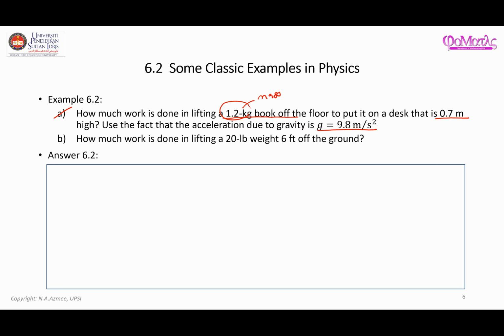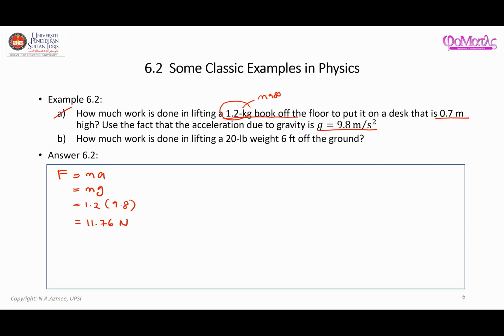Before we can find how much work is done, we need to first consider what the force is in this given scenario. The force is m times a, and in this case, m times the gravity. So the mass is in kilograms, and it is 1.2, and the gravity is 9.8 meter per second squared, and therefore our F is 11.76 newtons.